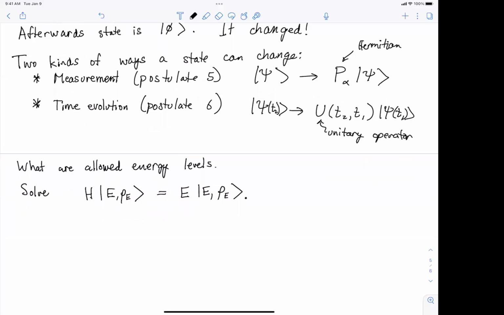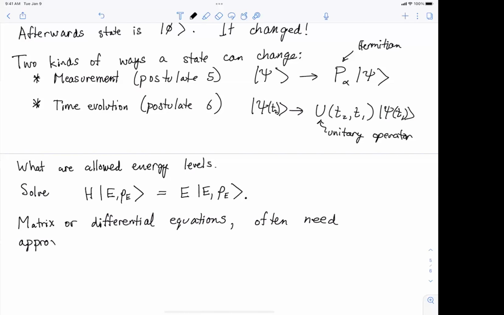And last semester, we did a bunch of examples where we could do this exactly. We did free particle, we did the harmonic oscillator, we did the hydrogen atom. And a lot of the things we're going to be doing this semester are situations where you can't do it exactly, but you can do it approximately. So this might be matrix or differential equations that have to be solved. And you often need approximation. It's just too difficult to do it exactly.